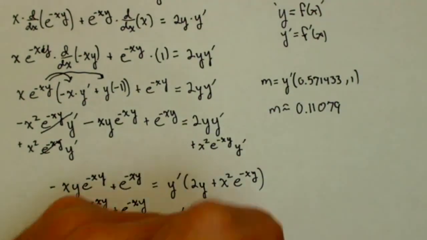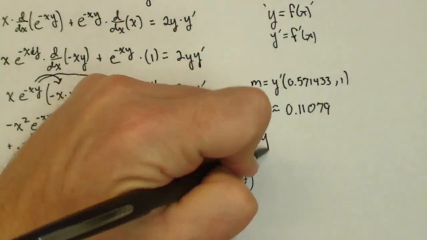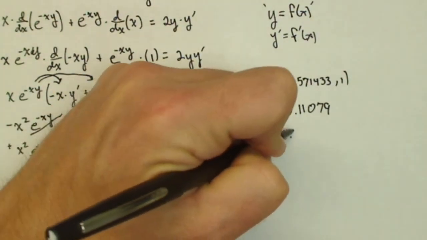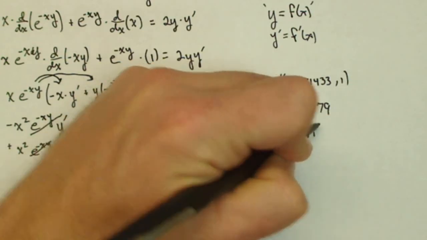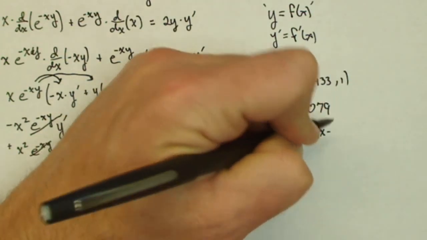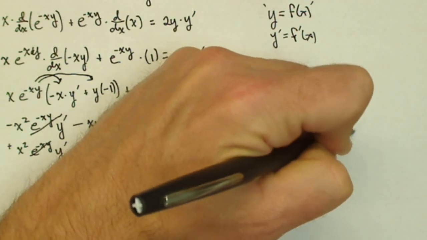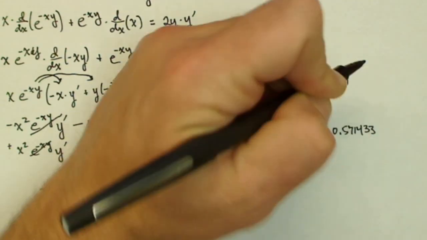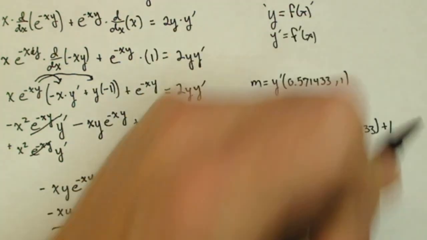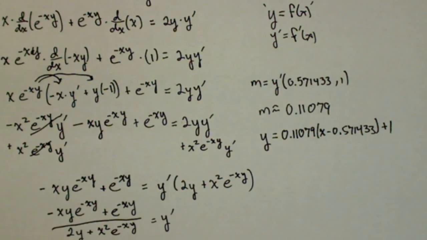We now have enough information to find the equation of our tangent line. y equals 0.11079 times x minus 0.571433 plus 1. So there's how we can find the tangent line to that function at that point.